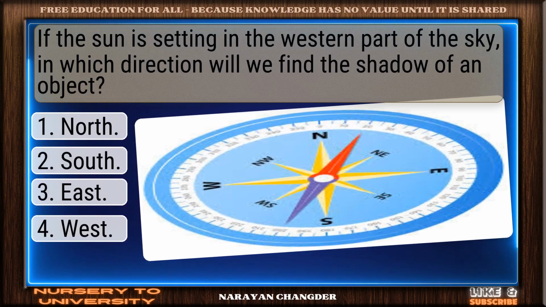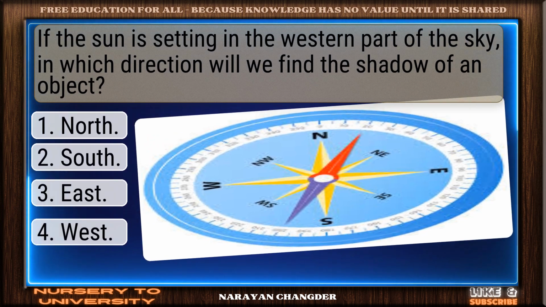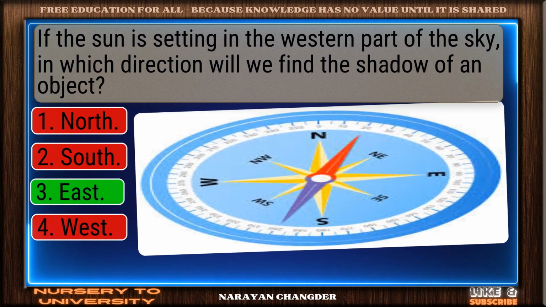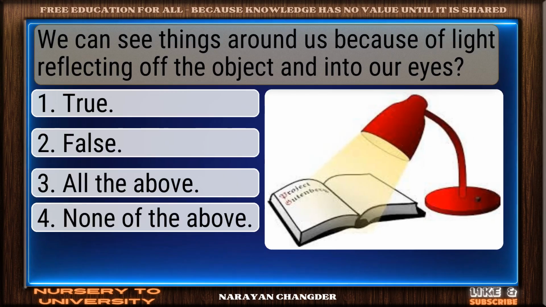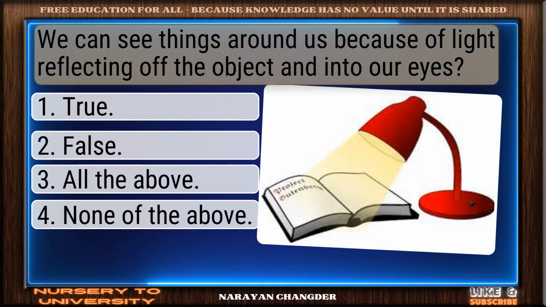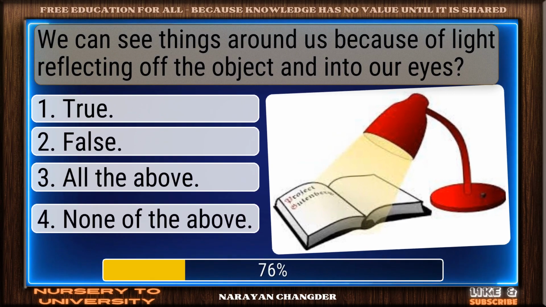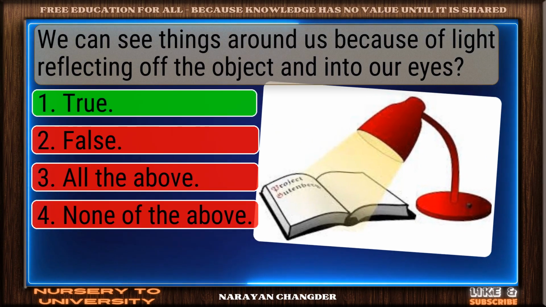If the sun is setting in the western part of the sky, in which direction will we find the shadow of an object? Well reasoned, east is the correct choice. We can see things around us because of light reflecting off the object and into our eyes. Great thinking. True is the right choice.